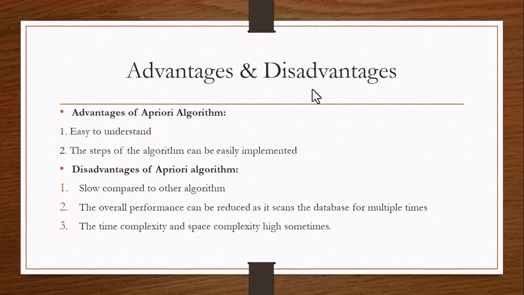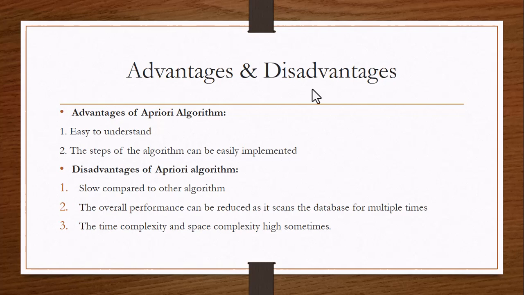Now moving on to the advantages and disadvantages of the apriori algorithm. Firstly, the apriori algorithm is easy to understand. If I show you the example of how to solve the apriori algorithm using the support and the confidence, you will see that it's very easy and straightforward. Secondly, the steps of the algorithm can be easily implemented, because they are very straightforward and understandable.